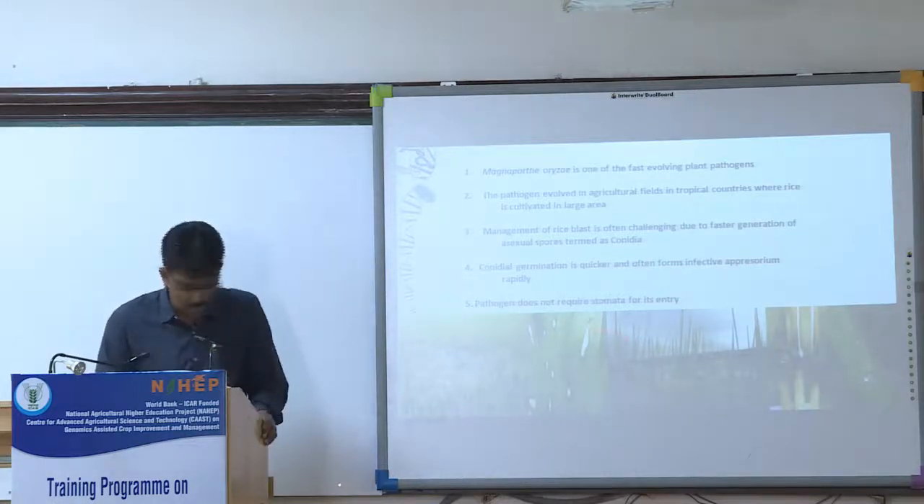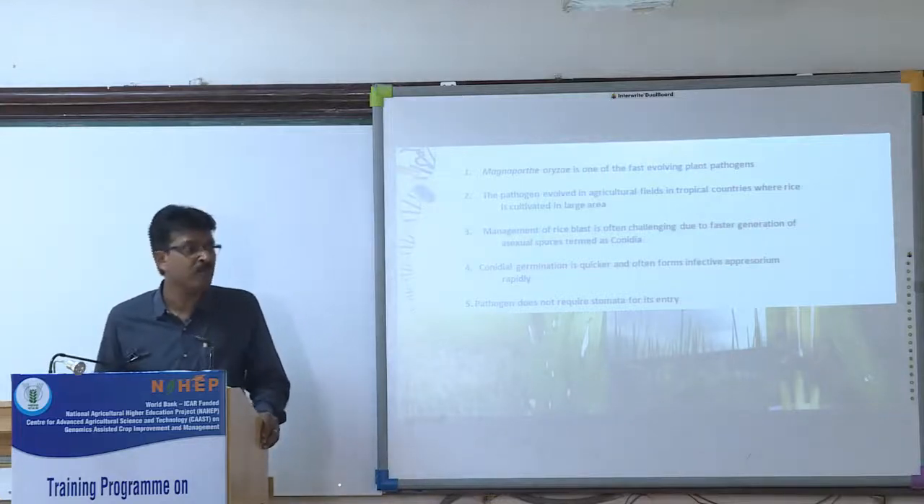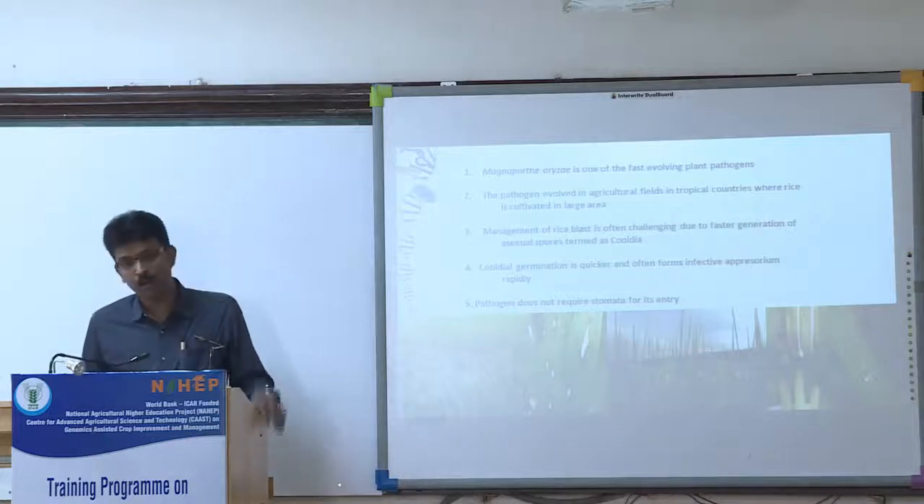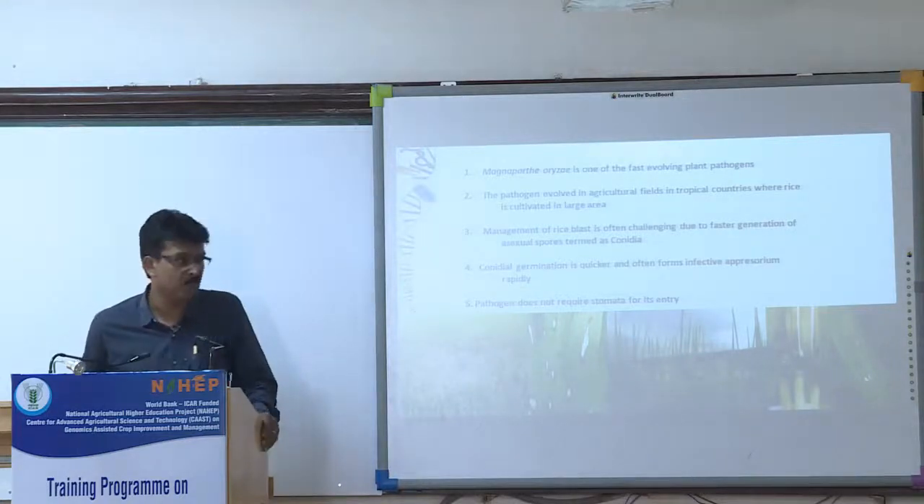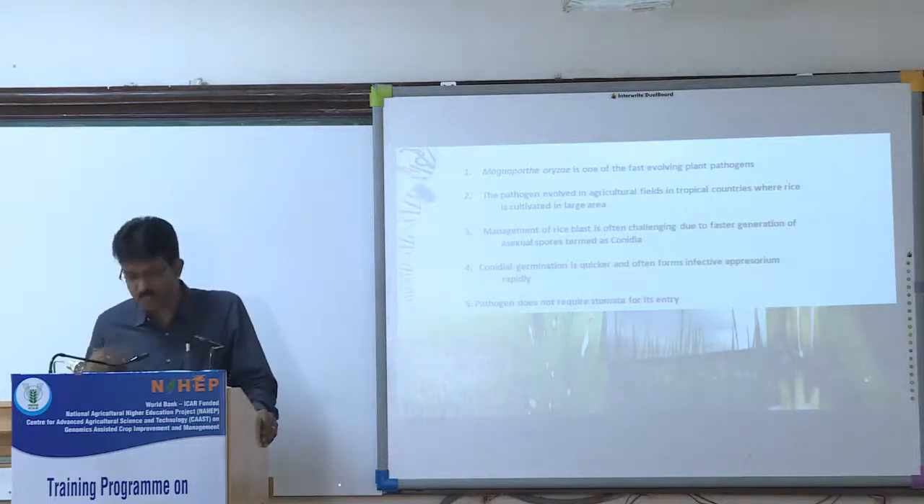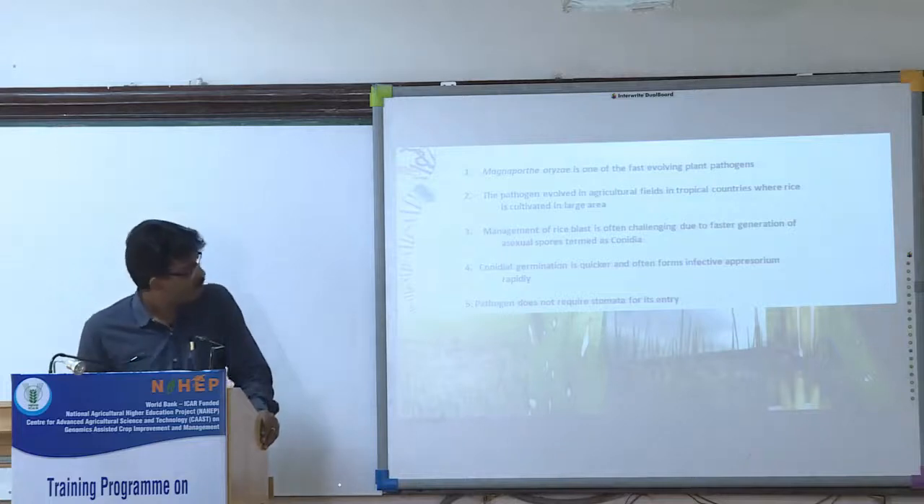What you see here is the typical spindle-shaped lesion you see when the rice is affected, and it affects not only the leaf but also the so-called node. This is a nodal blast, or sometimes it is also called panicle blast, and it affects all stages of the crop, right up to the harvest stage, right?